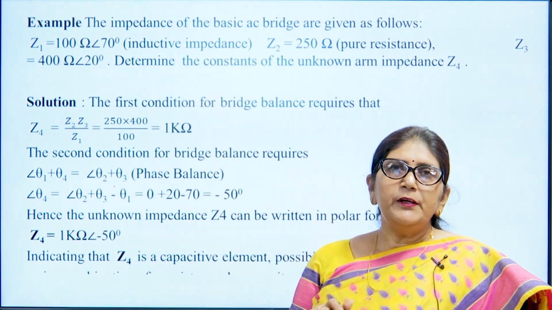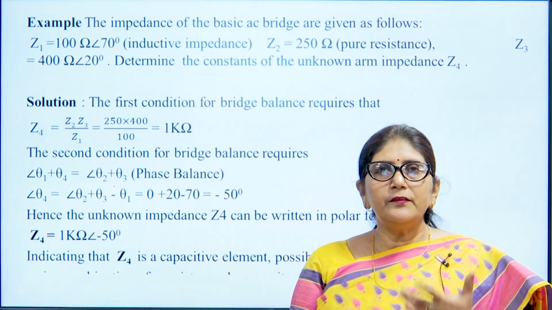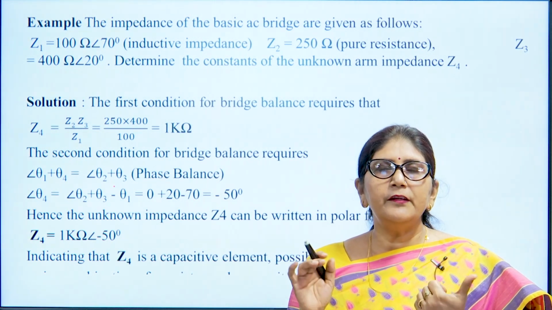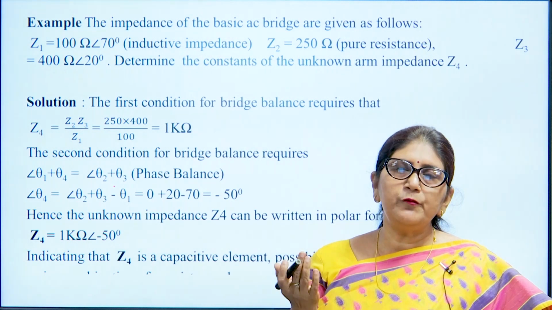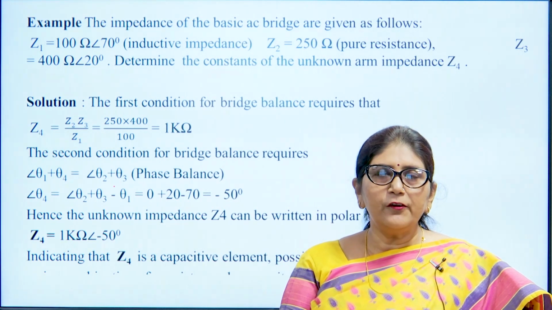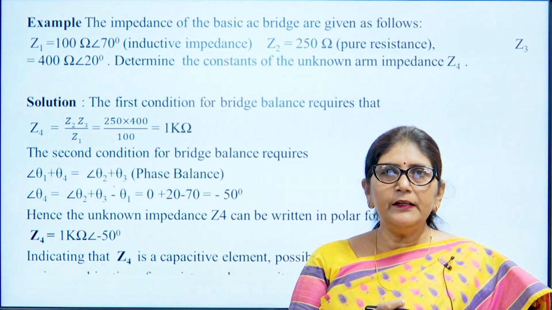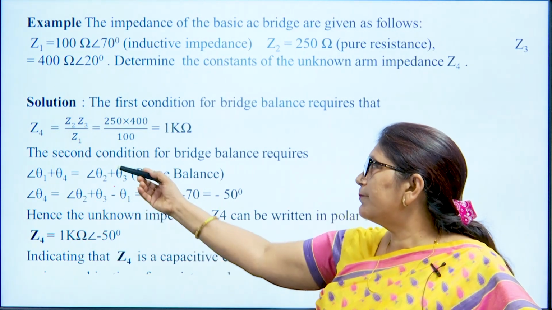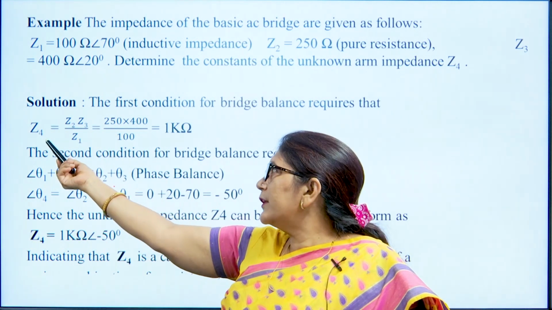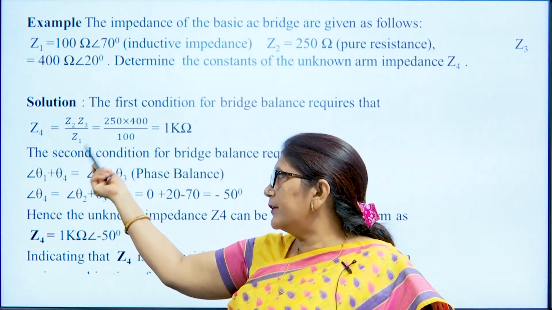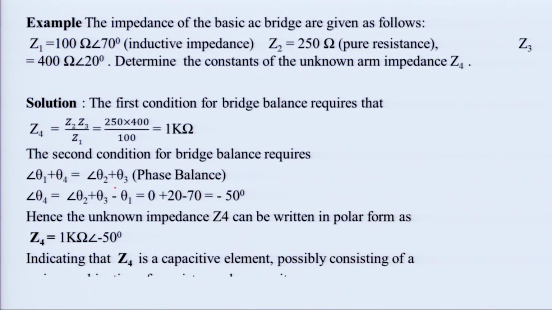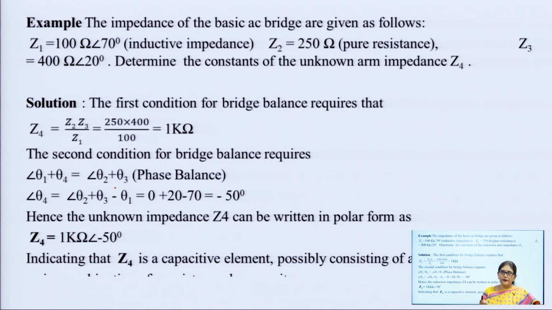So, there is one example of an AC bridge where the impedances Z1, Z2 and Z3 are given, and we have to find Z4. Again, we have to find the magnitude and the angle of Z4. For the magnitude, we simply apply the formula Z1 Z4 is equal to Z2 Z3, so Z4 is equal to Z2 Z3 by Z1. By this we find that the value of Z4 is 1 kilo ohm, but again we have to find the angle theta 4.